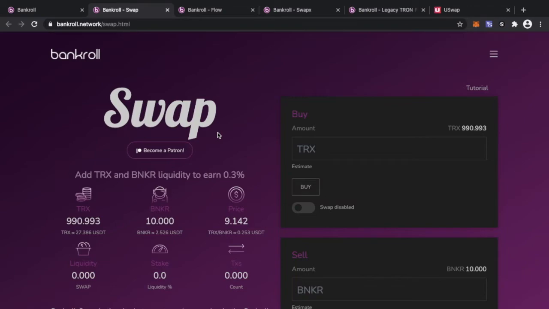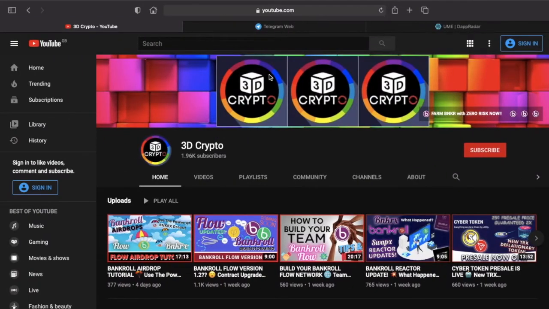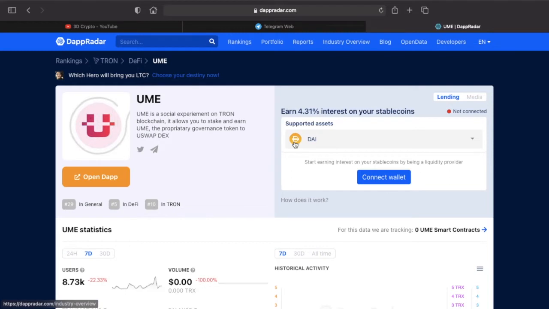And they went ahead and they released an announcement saying that we're going to start listing Banker token up for a vote. And if it wins, we'll provide a mining farm. And we'll also put them on the exchange. So UME is basically, according to DappRadar, a social experiment on the Tron blockchain, and it allows you to stake and earn their proprietary token, which is UME, and that's their governance token. And they've also got a USWAP decentralized exchange.